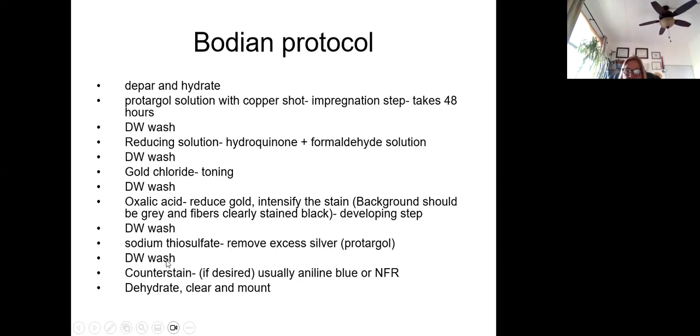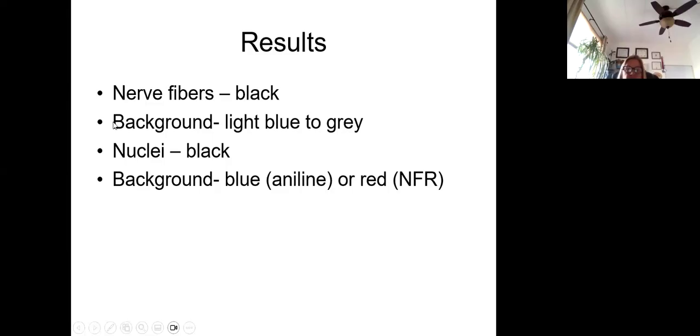Then we're going to distill water wash, and we are going to counter stain. Now, again, it's another situation where it could be aniline blue or NFR, or no counter stain at all. Then you're going to dehydrate, clear, and mount. So your results, your new nerve fibers are going to be black, and that's from the protargal. Your background will be light blue to gray.